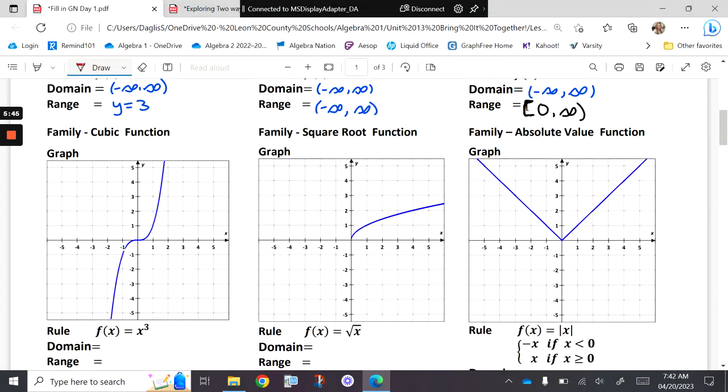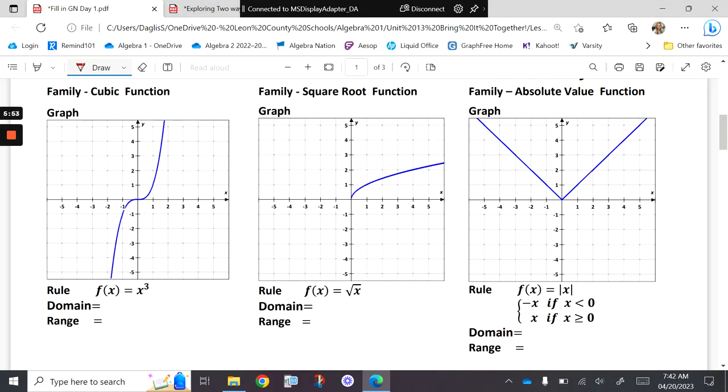All right, my next 3, we have cubic, square root, and an absolute value. So my next family is the cubic function. There's our graph. It is from the equation x to the power of 3. Usually when things have a power of 3, don't we say it's cubed? 2 to the power of 3, we say 2 cubed. It is a cubic function. Okay?